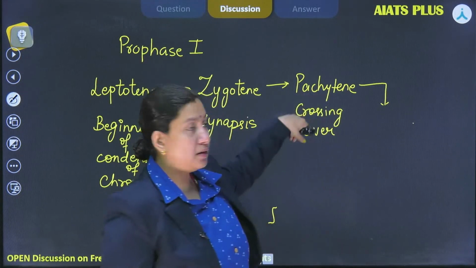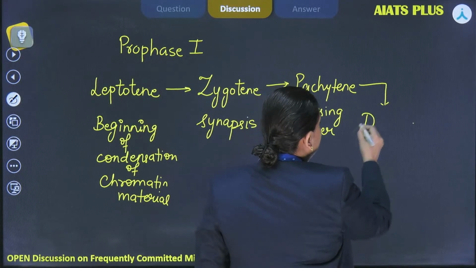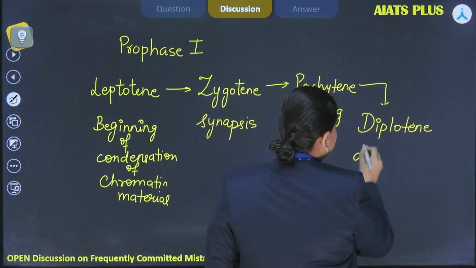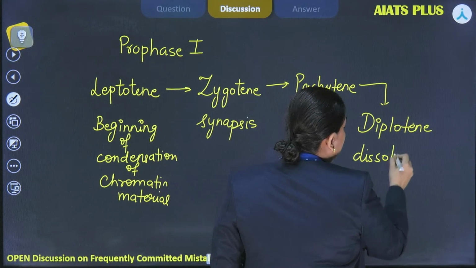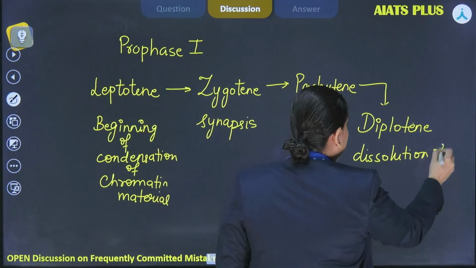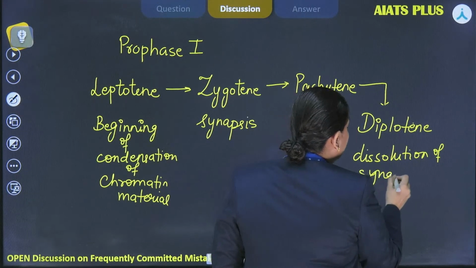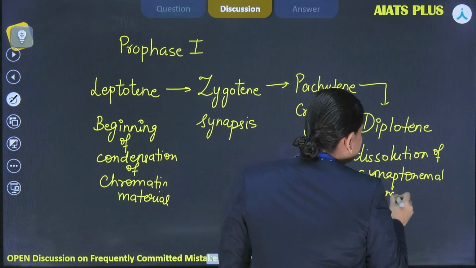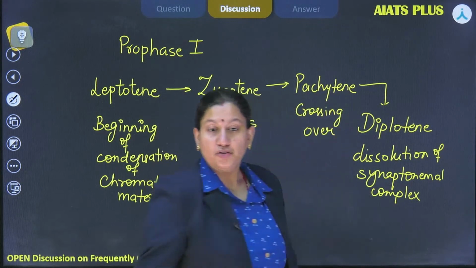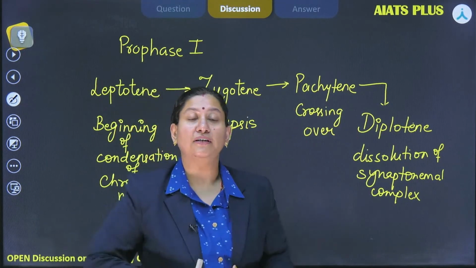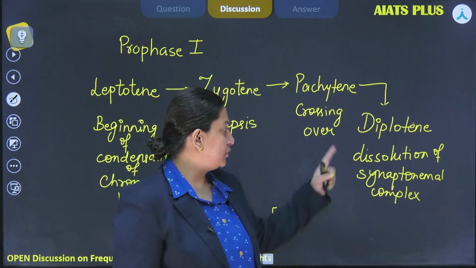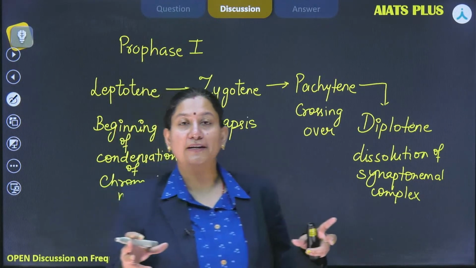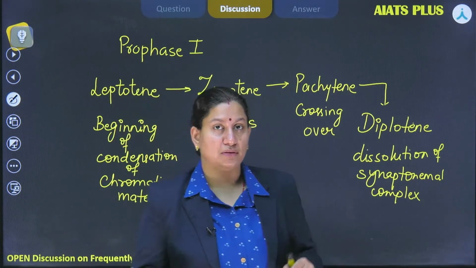So that's when, after pachytene, we will have diplotene, in which we see the dissolution of the synaptonemal complex. Right? So yes, Sagnik is correct over here. He is saying that in diplotene the synaptonemal complex dissolves. Why? Because now the crossing over is complete. Now these two chromosomes have to segregate from each other so that they can be distributed into the two cells.